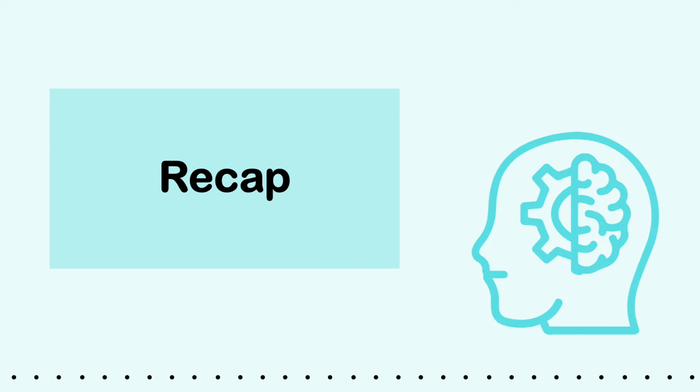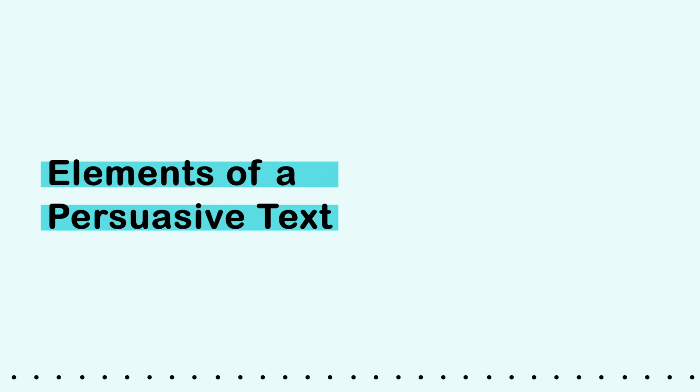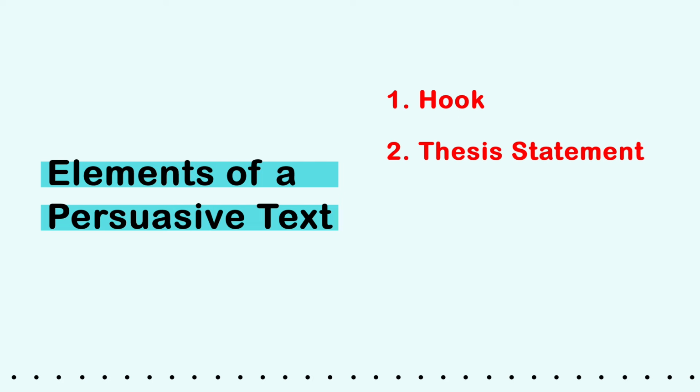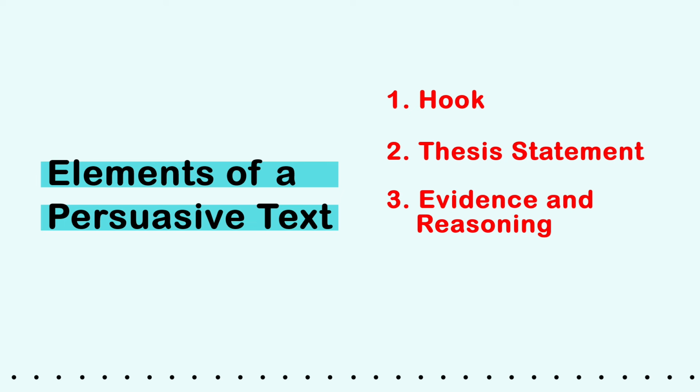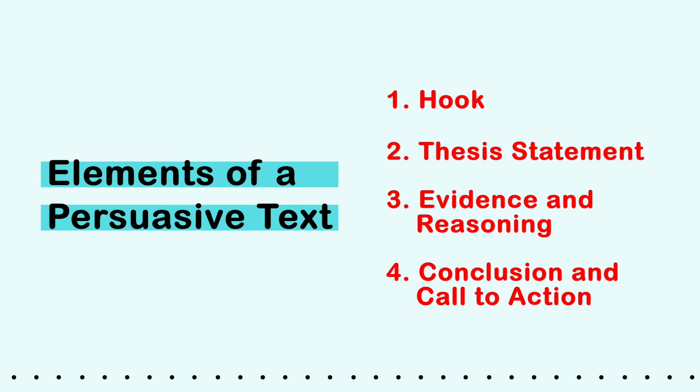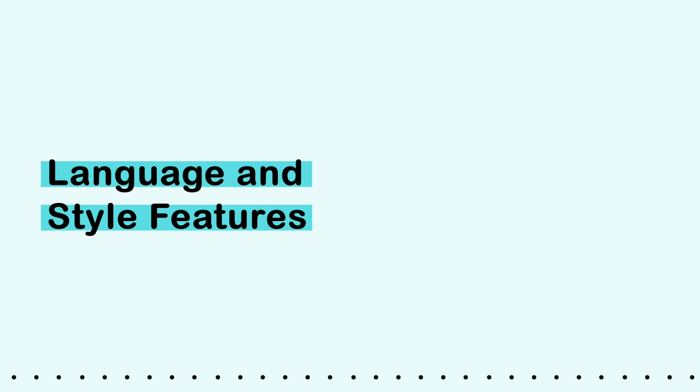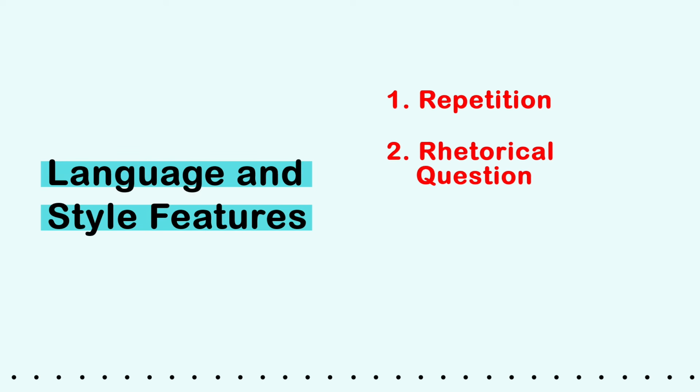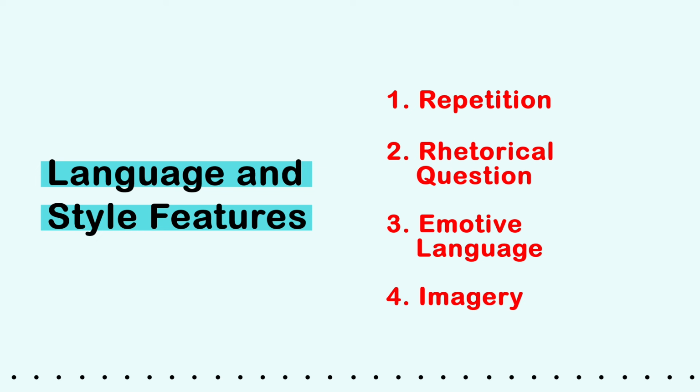So before we end, recap tayo muna ulit. Remember, the elements of an effective persuasive text are hook, thesis statement, evidence and reasoning, and conclusion and call to action. While the secret weapons naman of persuasive writing are repetition, rhetorical question, emotive language, and imagery.